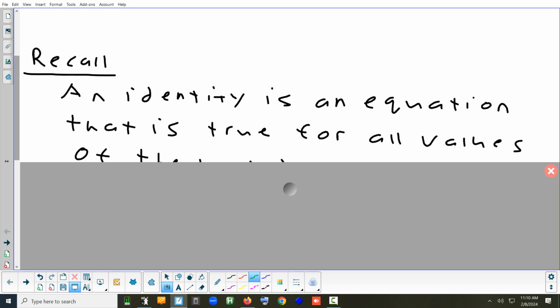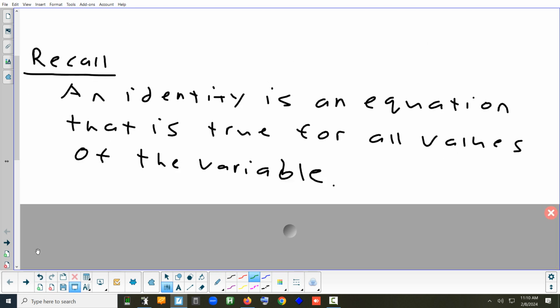So remember what an identity is. It's a formula that is true all of the time, like the Pythagorean theorem. Okay? It's not like the Pythagorean theorem only works for some numbers. It works for any numbers, as long as you're dealing with a right triangle.